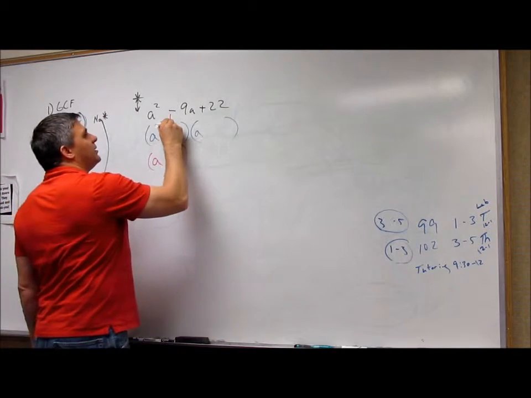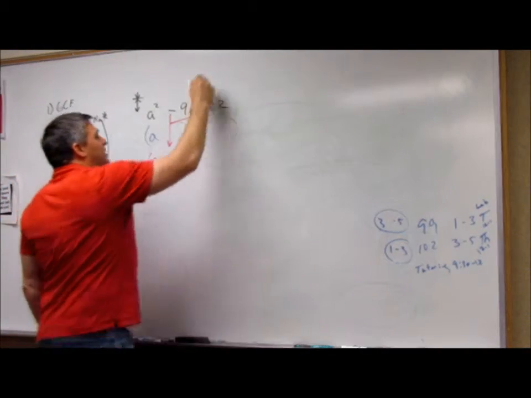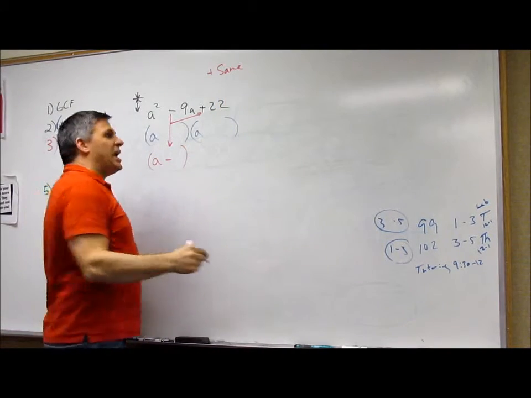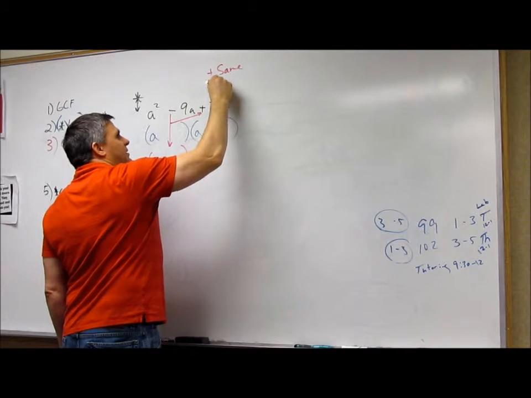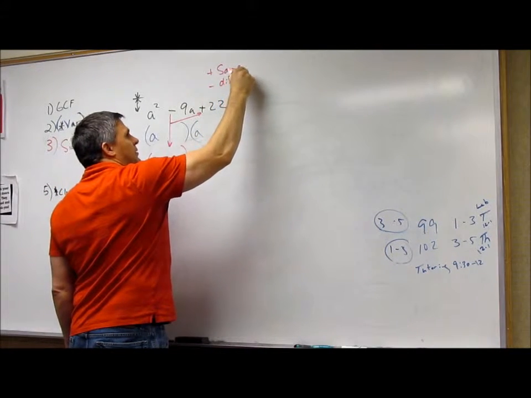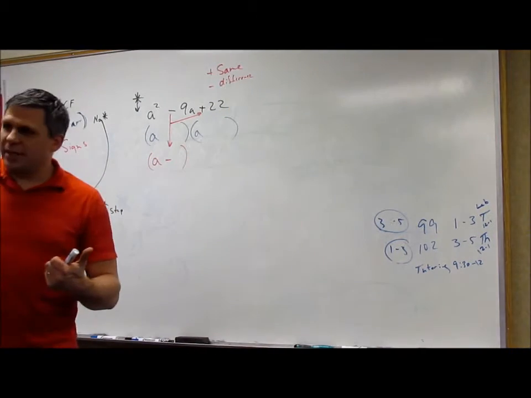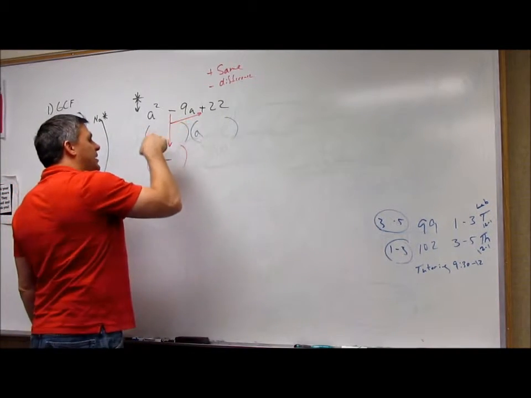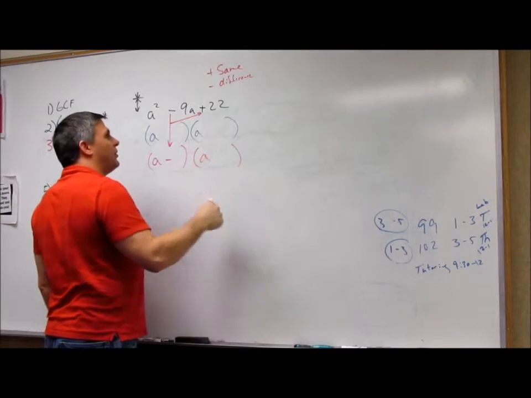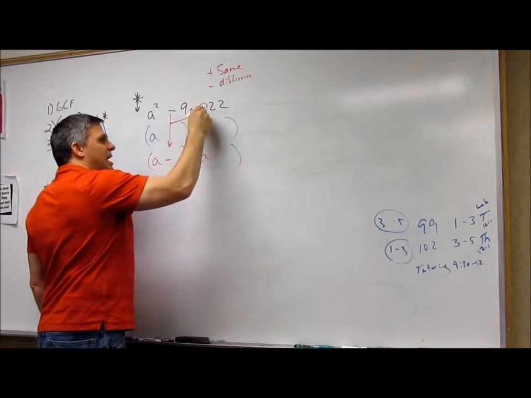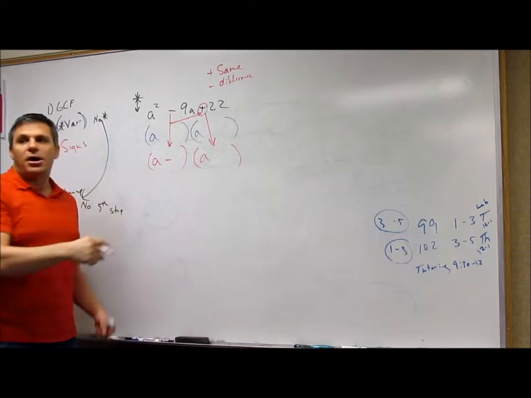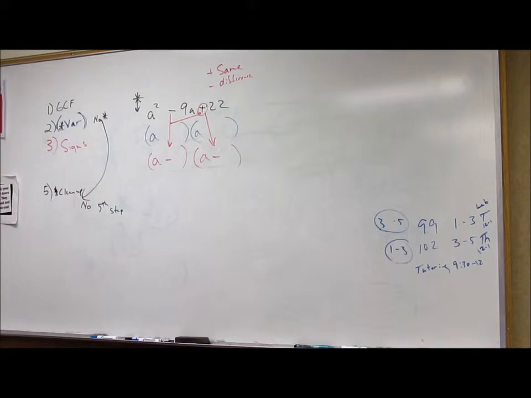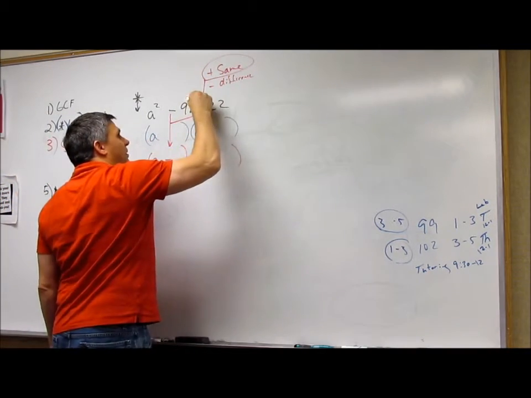And then I look at this sign. If it's positive, it's a sum, which is the same. If it's negative, it's a difference, or it's different. Alright? So, same means that these two signs are the same. Since this is the same, it tells me that these two signs are the same. So they must be minus. Because this is a same problem.